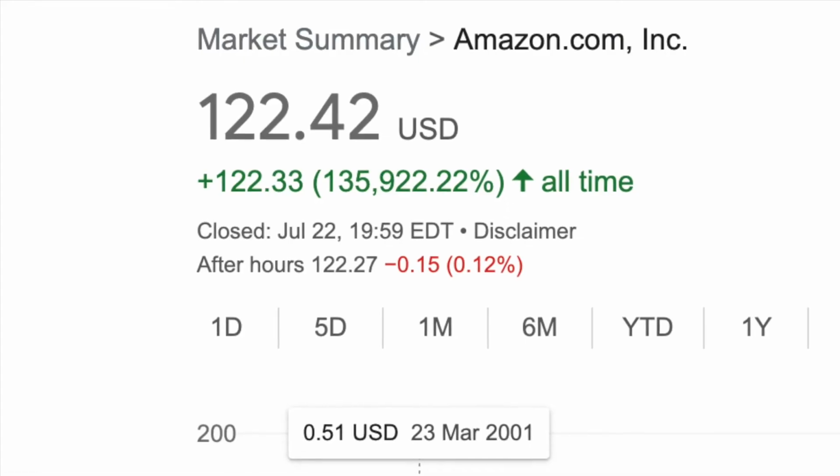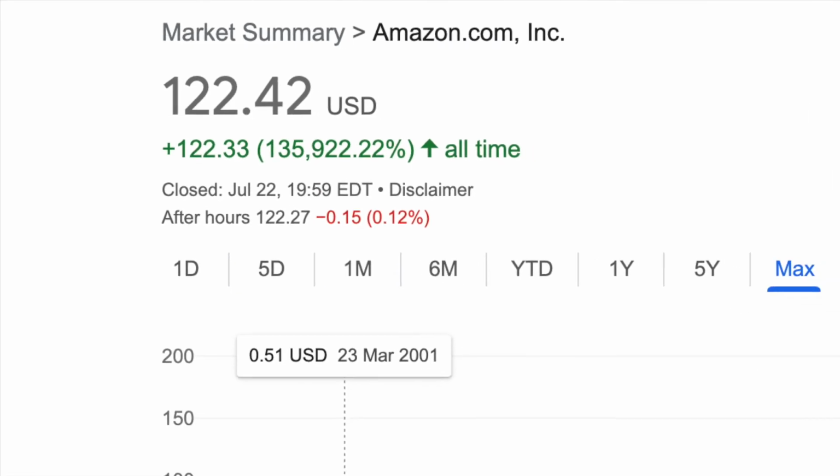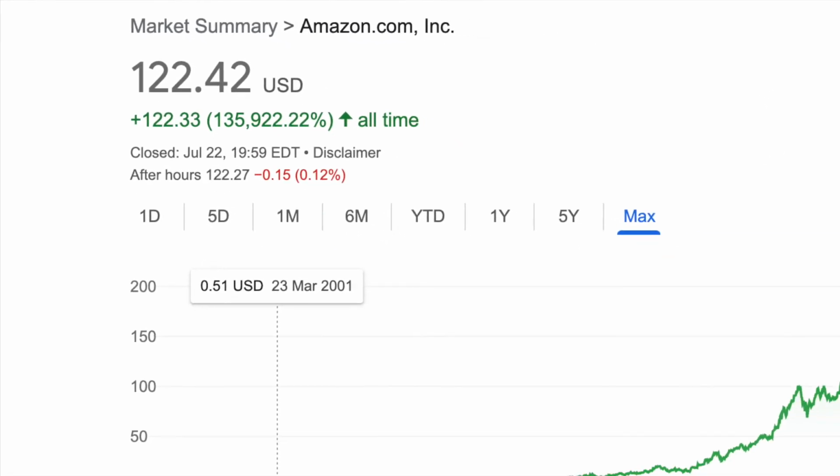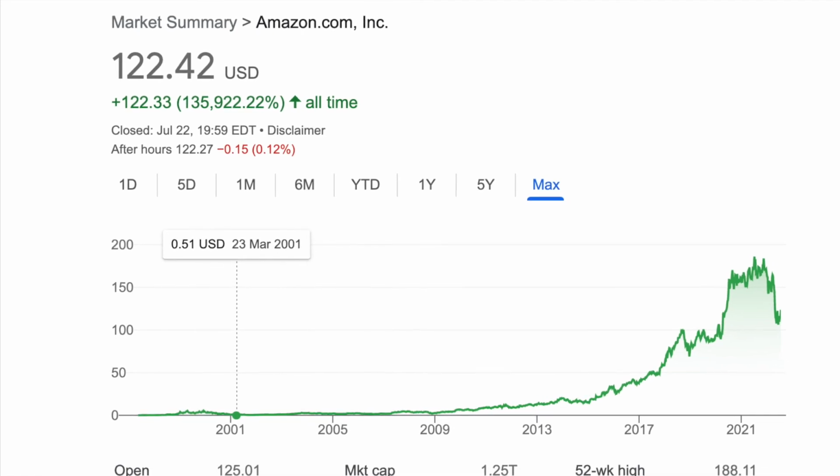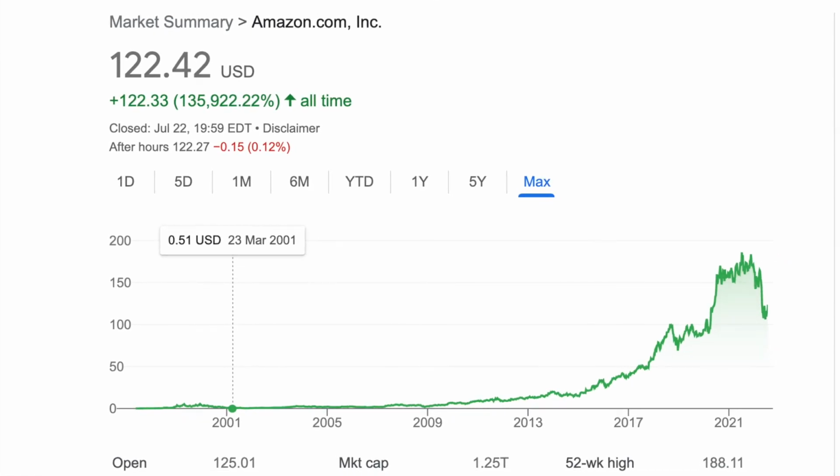For example, in the dot-com crash of technology companies in 2000, if you invested in a quality technology stock or even other types of stocks that were down at the time, you would have made a lot of money. Since then, for example, Amazon stock has gone up 135,922%. And that is including the recent stock price drop, as you can see here. If someone would have invested $1,000 back then, they would easily have more than $1 million today.